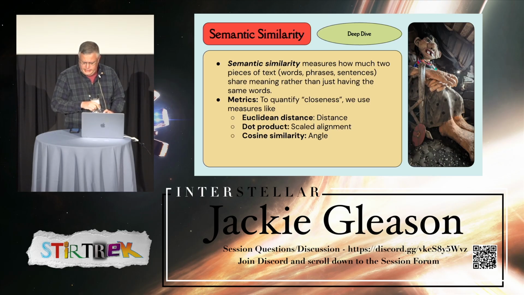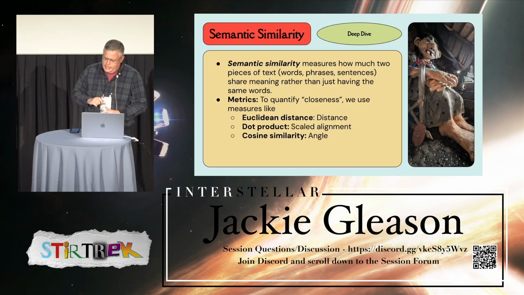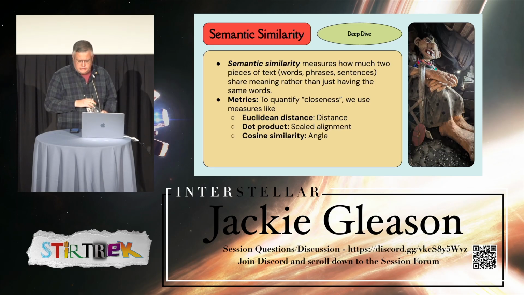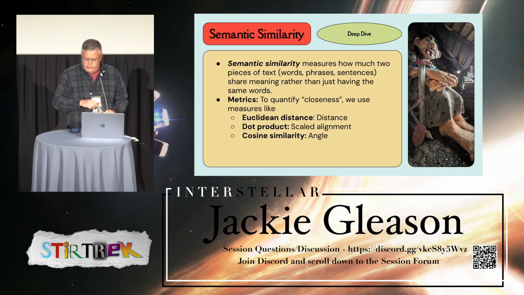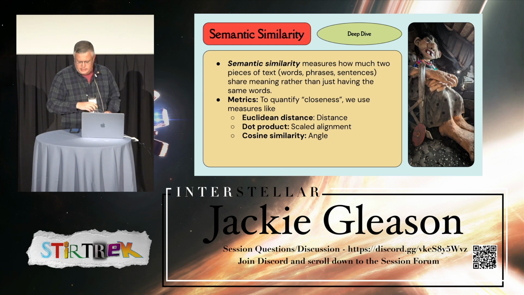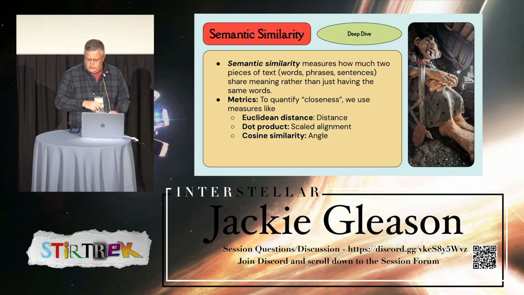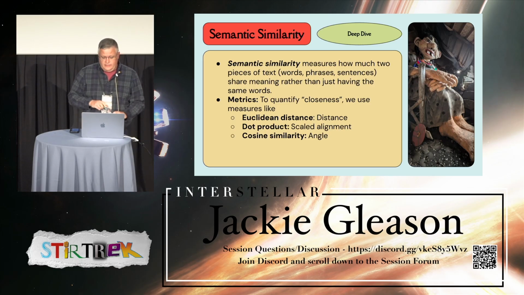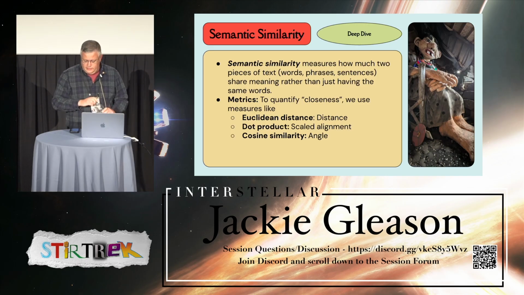Euclidean distance is the most intuitive. It's literally the straight line between two points in space, like measuring the distance on a map. The shorter the distance, the more similar the two embeddings are. It's the easiest to reason about. It's sensitive to magnitude, meaning a really long document can appear further away from a short one, even if they are about the same topic. So that's the important part to remember about Euclidean distance.